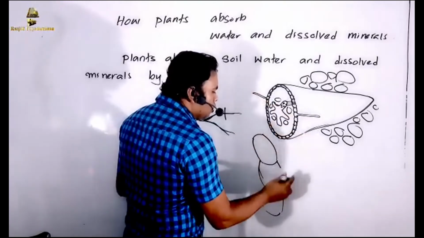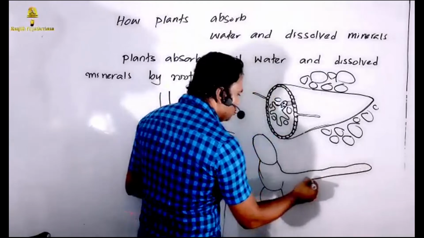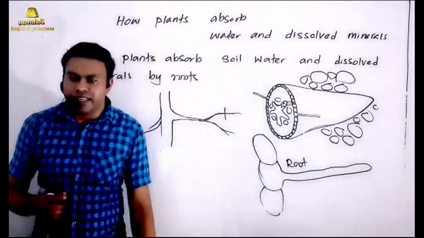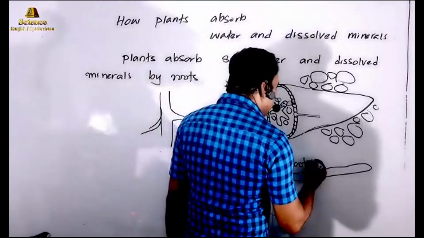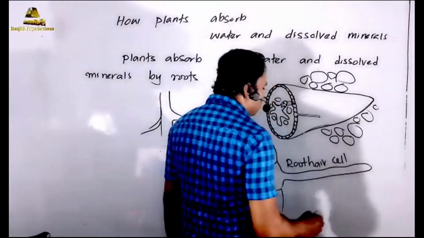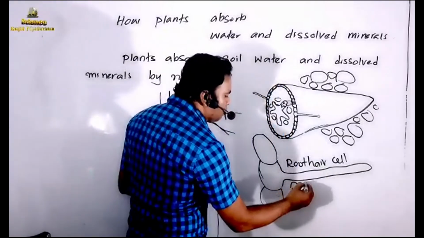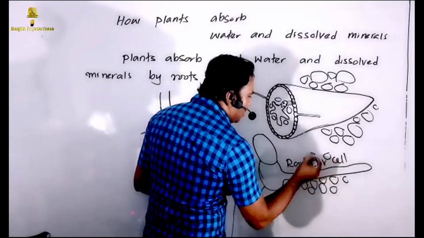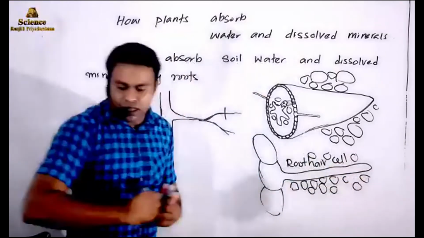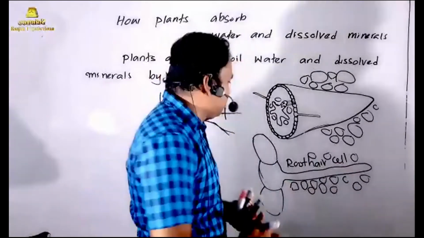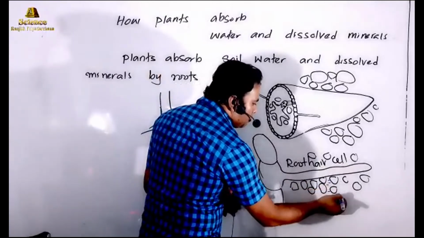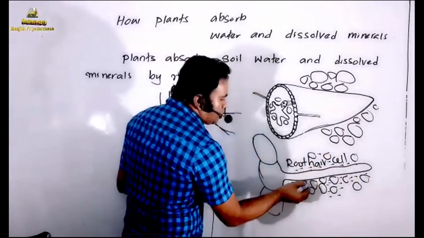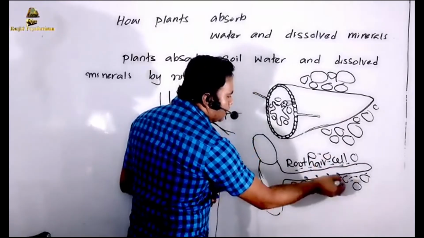Actually, this is called a root hair cell. This is known as what? Root hair cell. A root hair is like the hair on our head. So that's root hair. Root hair cell. So this root hair cell can move through small gaps between soil particles. And what it does, it can absorb soil moisture. So this is soil water. Yes, this root hair cell can absorb.